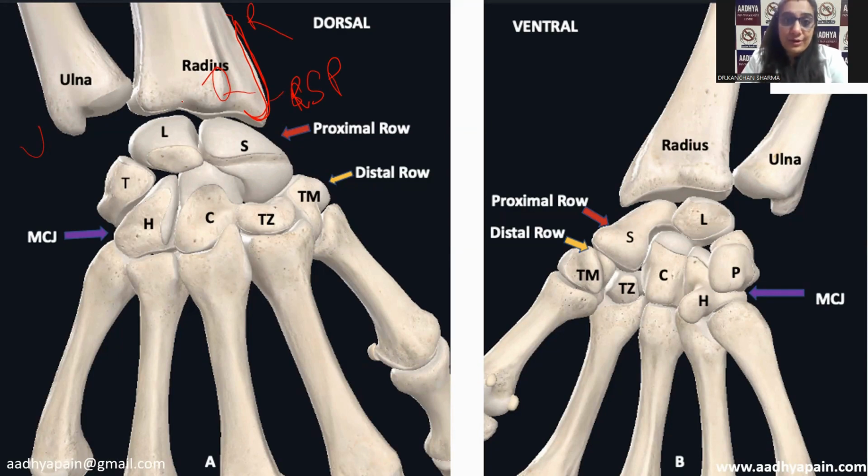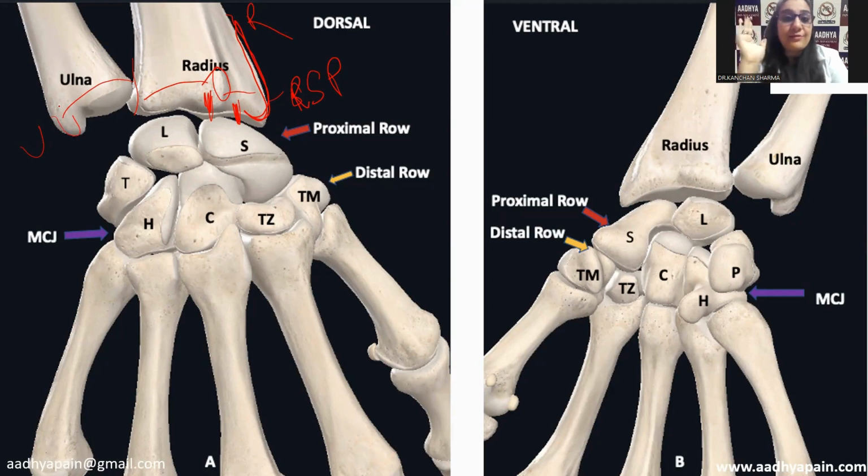This is very important because when you will be learning the compartments, you will understand that Lister tubercle is the one which separates the compartment 2 from the compartment 3. And as you move towards the ulnar side, you're going to have the dorsal distal radio-ulnar joint. And further movement towards the ulnar side, you are going to have the ulnar styloid process.